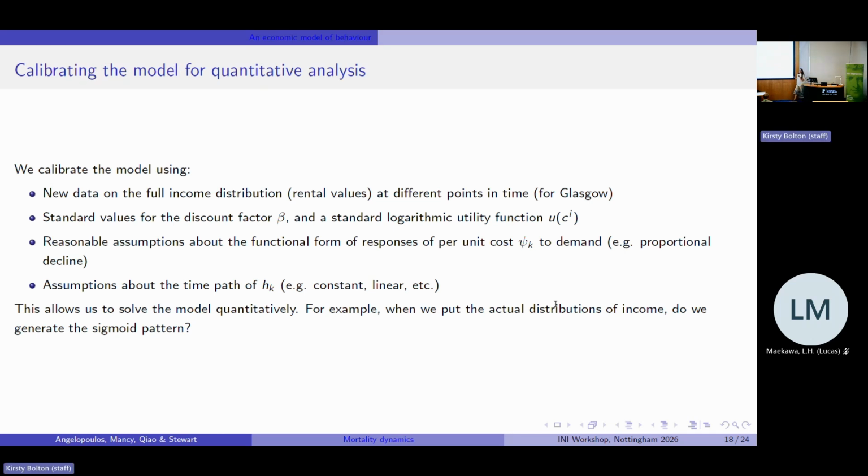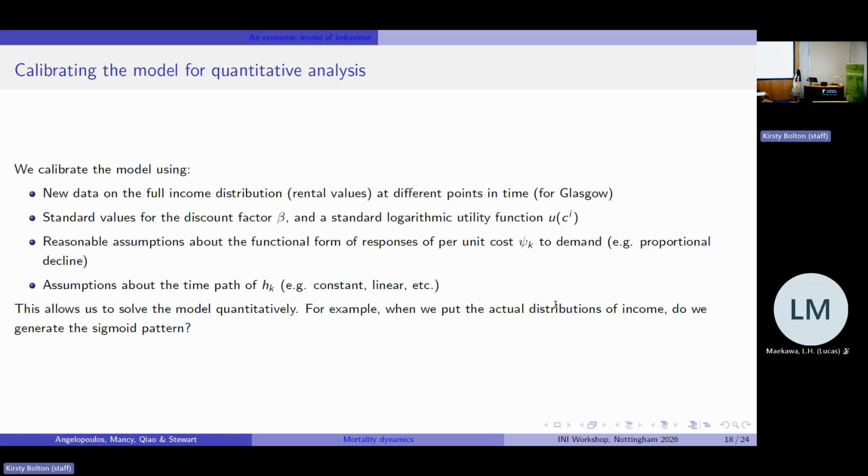So how do we then take this to the data? We calibrate the model using new data on the full income distribution. So this is quite rare. We have rental values at different points in time for pretty well all of the properties in Glasgow. And that allows us to see what shape that income distribution curve has, kind of a proxy for consumption. We use standard values for the discount factor beta, that's all sort of standard economic stuff, and a standard logarithmic utility function, although we could change that if we wanted to.